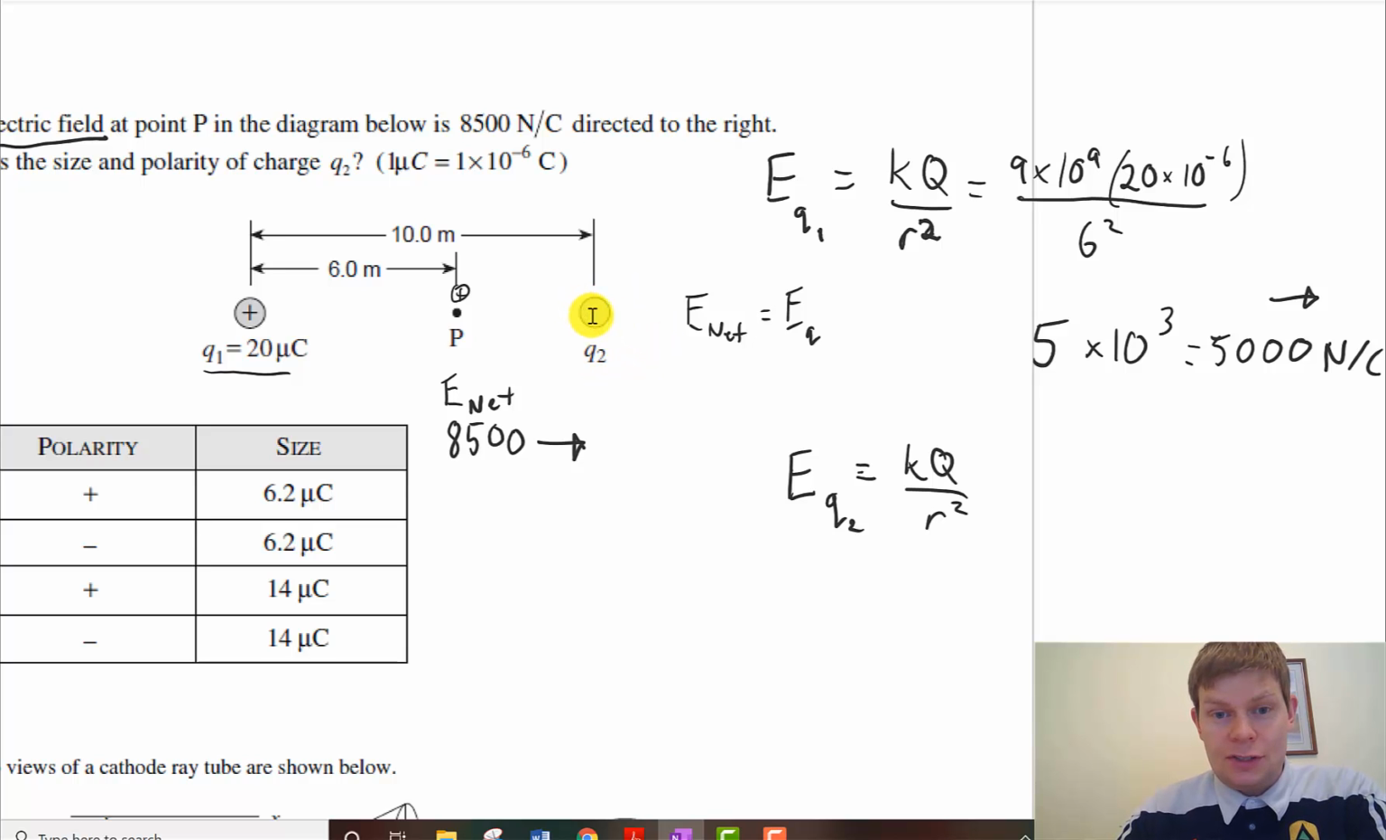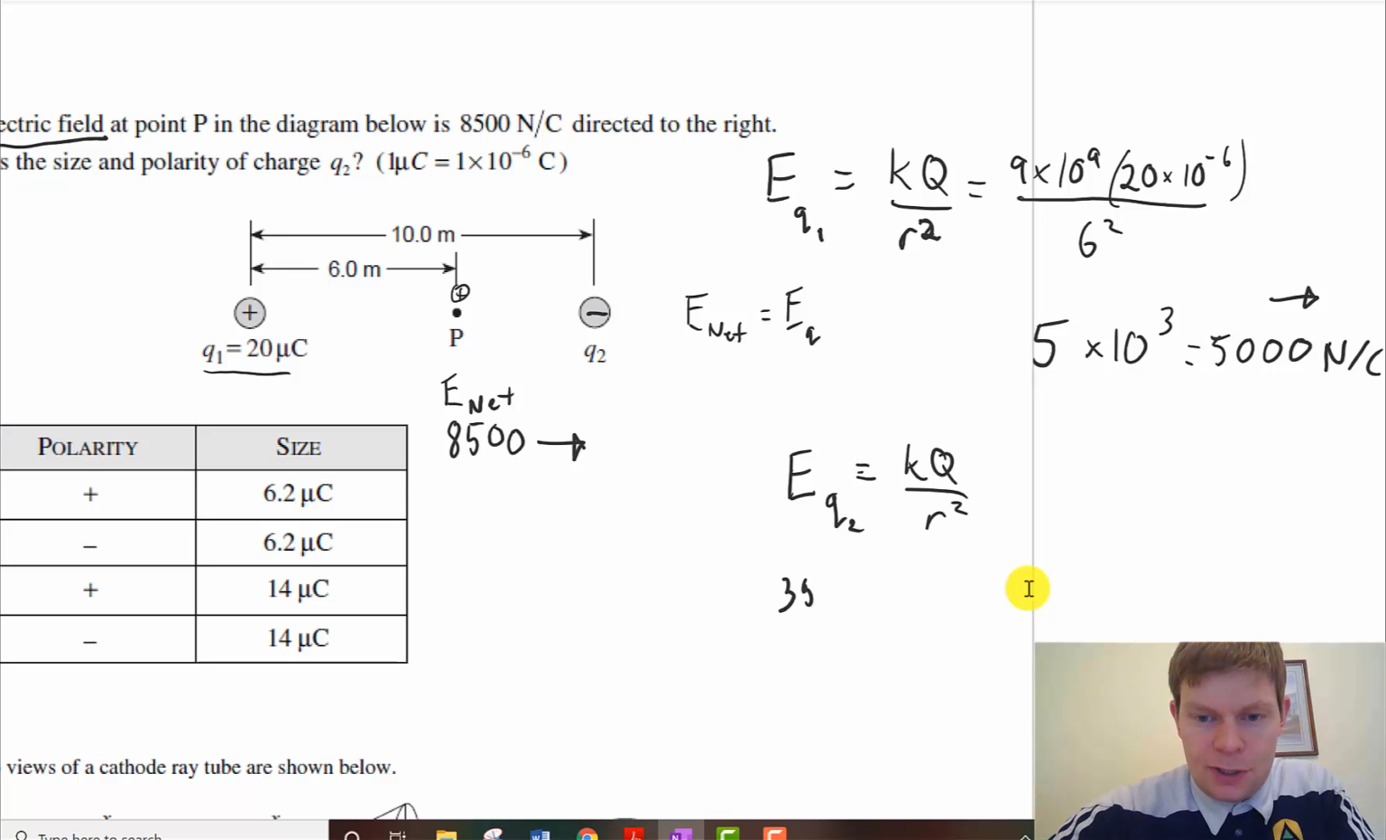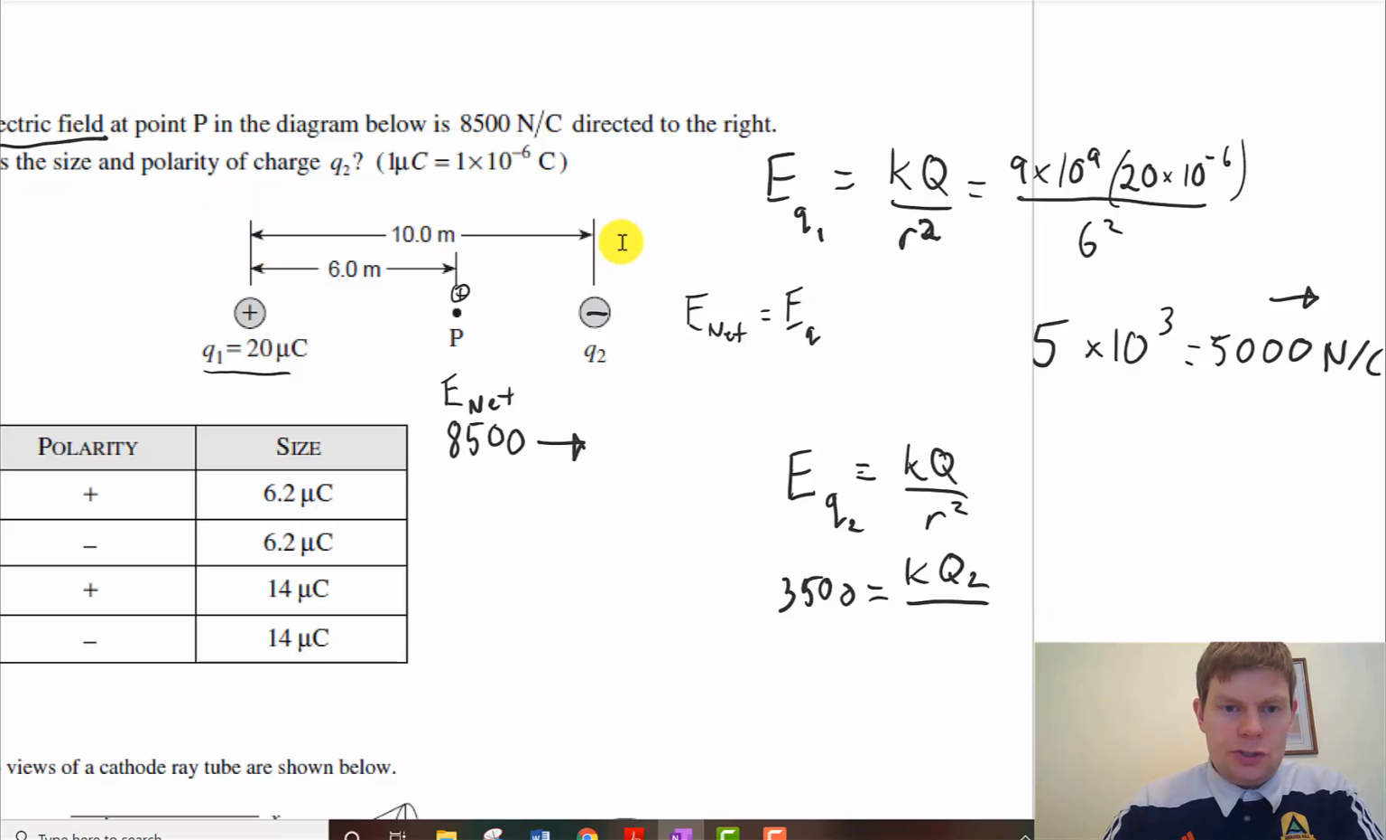And since it's also pulling the charge to the right, that means this must be a negative charge. If it was a positive charge, the total would be less than 5,000 because these two would be fighting. But since they're helping each other, this one has got to be pulling to the right. And so then we know the electric field because of Q2 is 3,500. It's making up the difference. And we do k Q2 all over... If the total distance between the two charges is 10 meters and 6 meters between this one and the point, this has got to be 4 meters. So we do 4 squared and then solve from there.